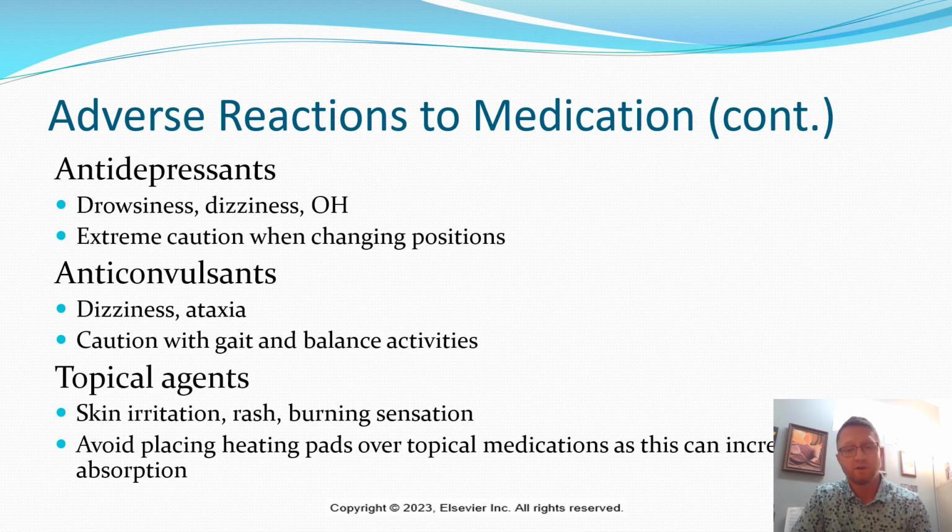As far as topical agents go, you may see something like skin irritation, maybe a rash, or that typical burning sensation from capsaicin. You just want to make sure to avoid placing heating pads over those topical medications, because that can increase the absorption rate of those different topical agents. So you put a heat pack over somebody that's got Tiger Balm or Bengay on or something like that, and their pain starts to get worse and worse. It's probably because your skin is absorbing more of that medication transdermally. So just avoid placing hot packs on patients that have those topical agents.